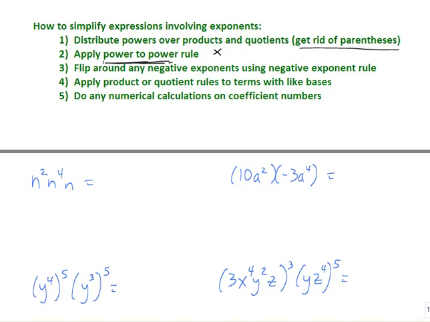Step 3. If any of your expressions have negative exponents, then this is where you're going to flip them around. So if you have a negative exponent in the denominator, you're going to flip it up to the top. If you have a negative exponent in the top, you're going to flip it down to the bottom. Step 4, once you have all the negative exponents gone, you're going to either add or subtract your exponents based on whether you have a product or a quotient rule. And then the last step is going to be to do any numerical calculations on the coefficient numbers. So this would be like cubing 2 or dividing your coefficients out front, simplifying the numbers.